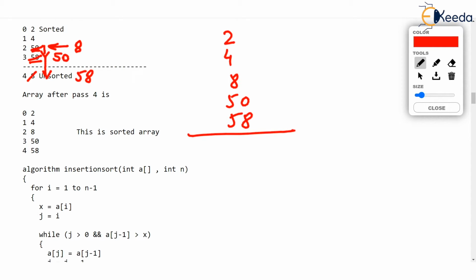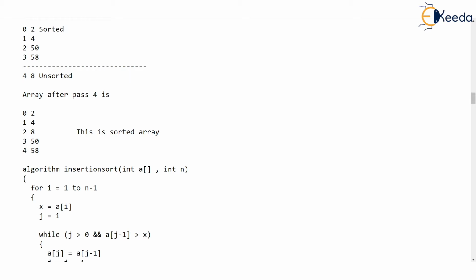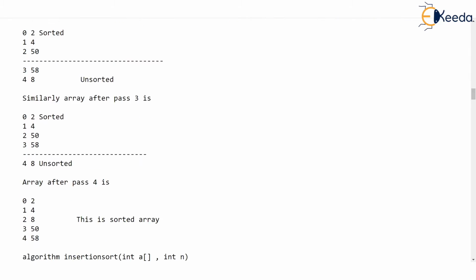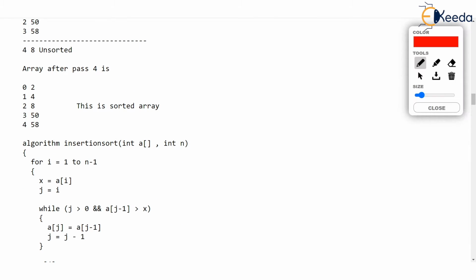And all these elements from 0 to 4 now are in the sorted partition and nothing remains unsorted. So the array is sorted. So how many passes were really needed? Did you count it? We needed 4 passes. And the number of elements in this array was 5. So when n, the size of the array, is 5, the number of passes needed is 4.